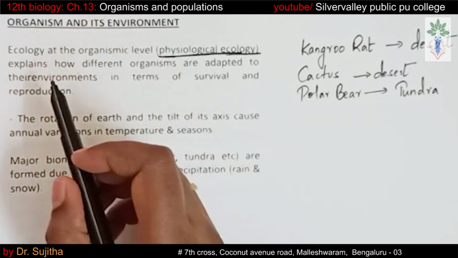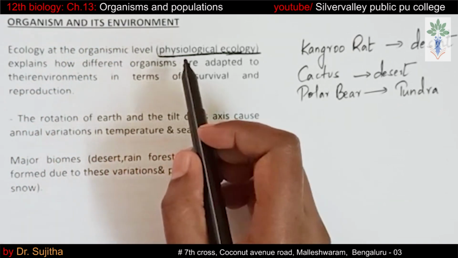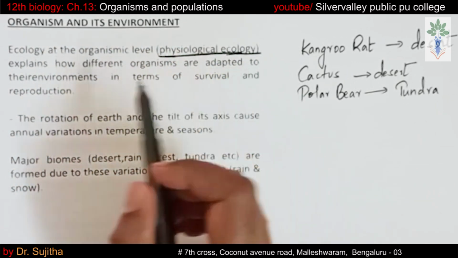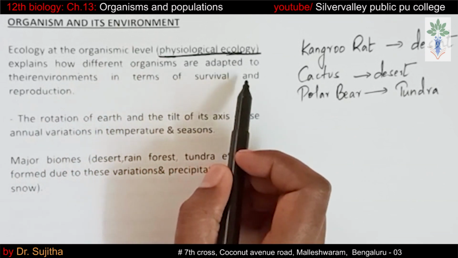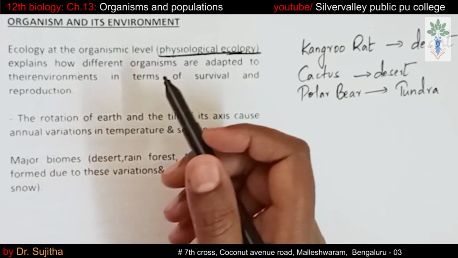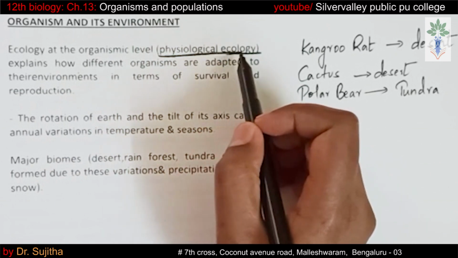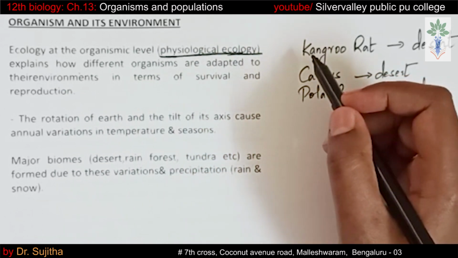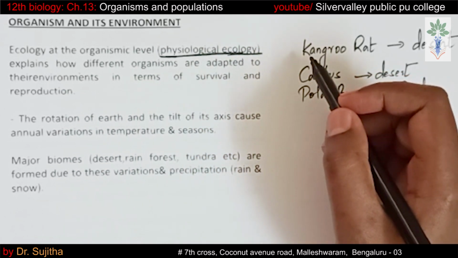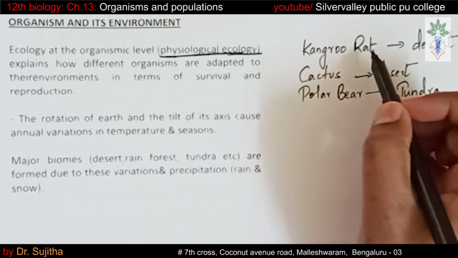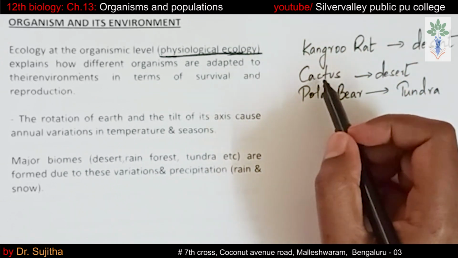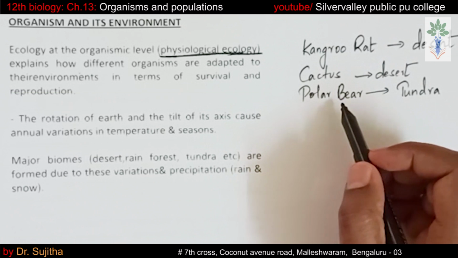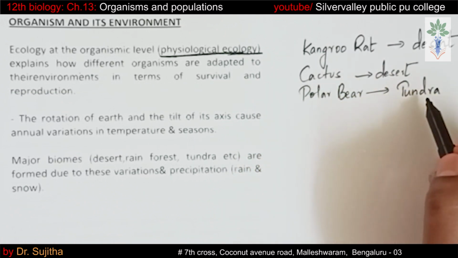Organisms and their environment. Ecology at the organismic level, that is physiological ecology, explains how different organisms are adapted to their environment in terms of survival and reproduction. That is, physiological ecology explains how a living organism is adapted physiologically to that particular environment. Example, how a kangaroo rat is adapted to the desert environment, how the cactus is adapted to the desert environment, how the polar bear is adapted to a very low temperature tundra biome.